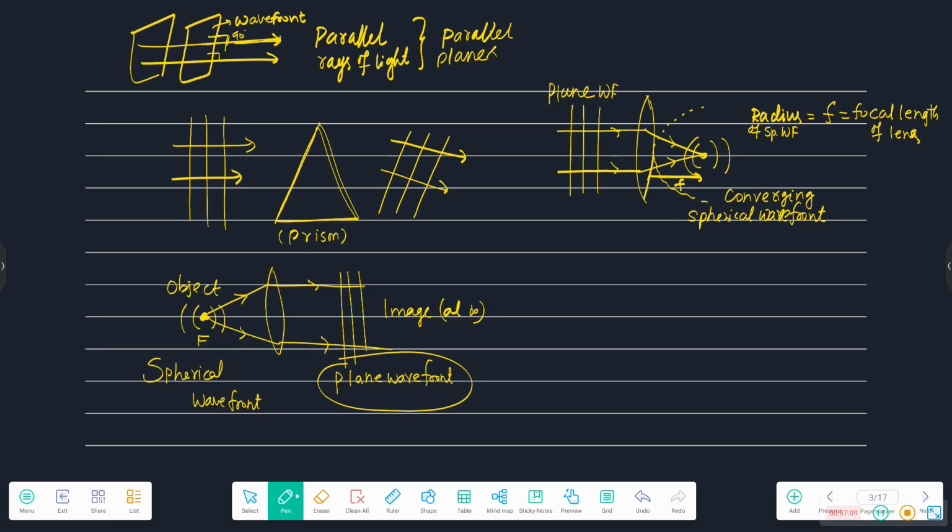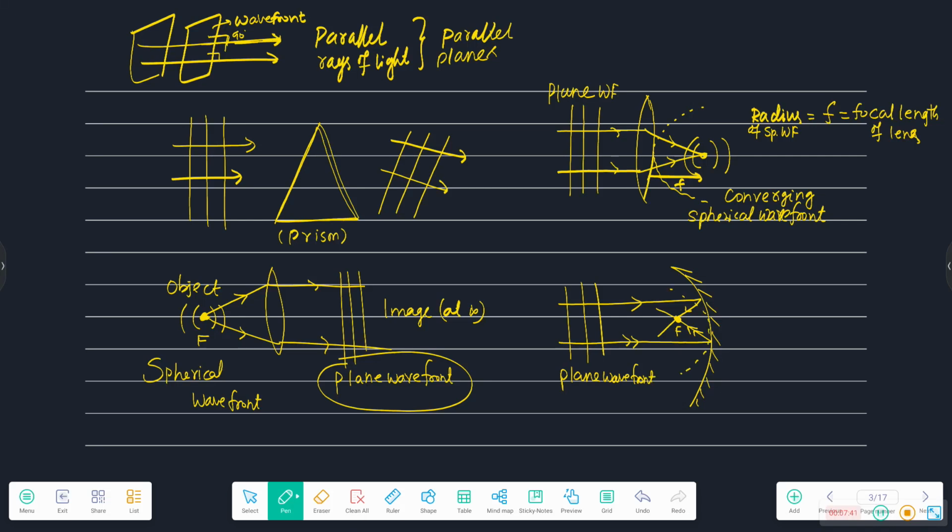Now, if a plane wavefront is coming to a concave mirror, that means the object is at infinity, and after reflection it will meet at the focus. So this is the light ray I am drawing, in yellow color pen. Listen here. This is the plane wavefront, and the plane wavefront becomes a spherical wavefront.